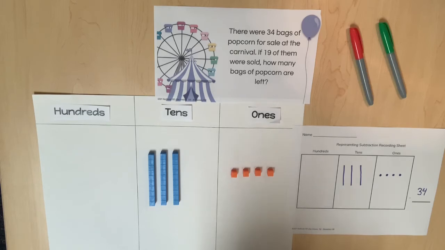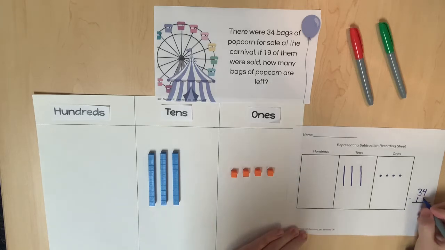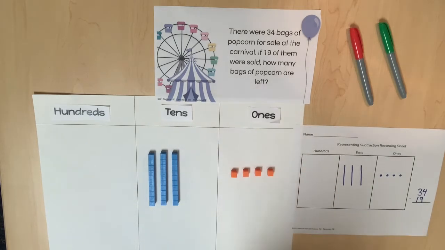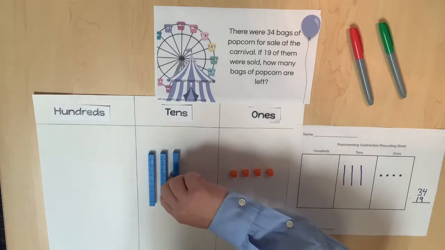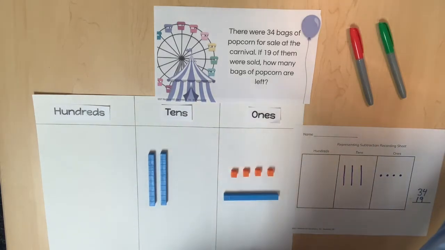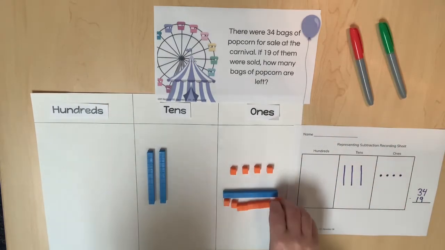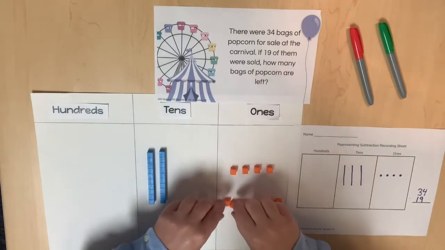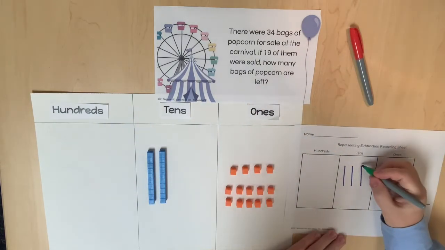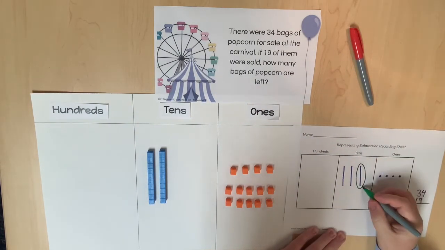Ask students, if we start with 34 bags of popcorn and separate 19 bags that were sold, what will be the result? Guide students to look at the number of ones. Can we separate 9 from 4? As students notice that there aren't enough ones, explain that they will have to regroup using a 10. Model this on the place value chart as shown below. Record this regrouping on your pictorial representation.